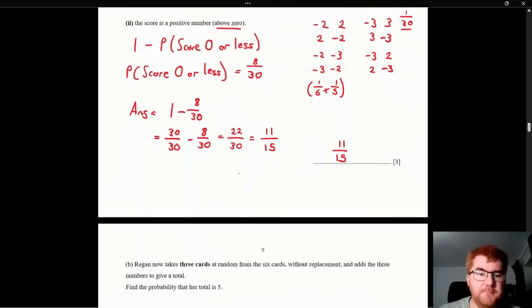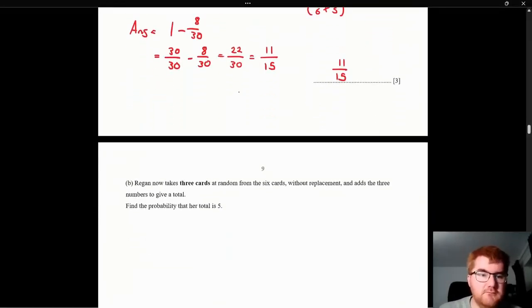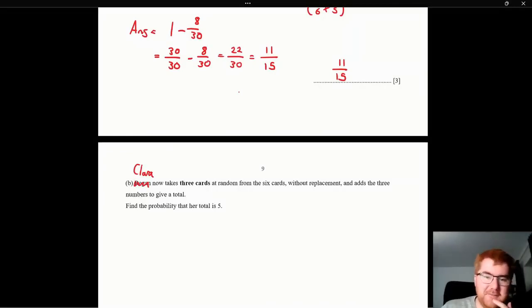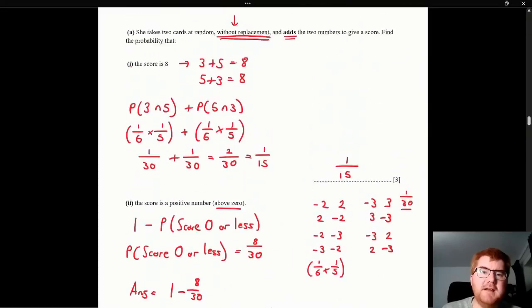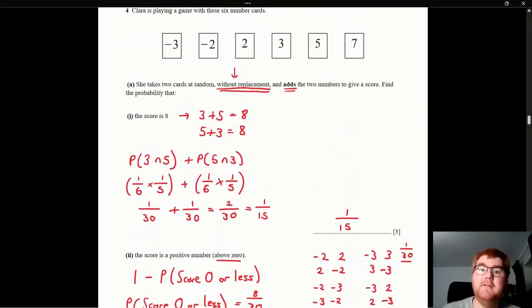Now our last question is now Regan, should be Clara, and now takes 3 cards at random from the 6 cards without replacement and adds 3 numbers to give a total. Find the probability that her total is equal to 5. So again, we need to think about combinations that give us 5 from 3 cards, and exactly 3 cards.